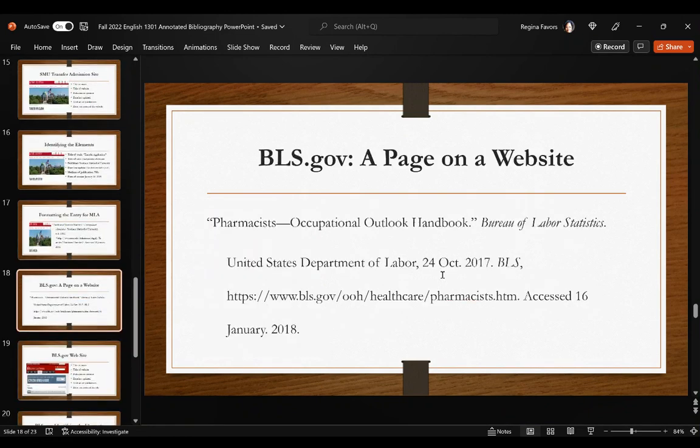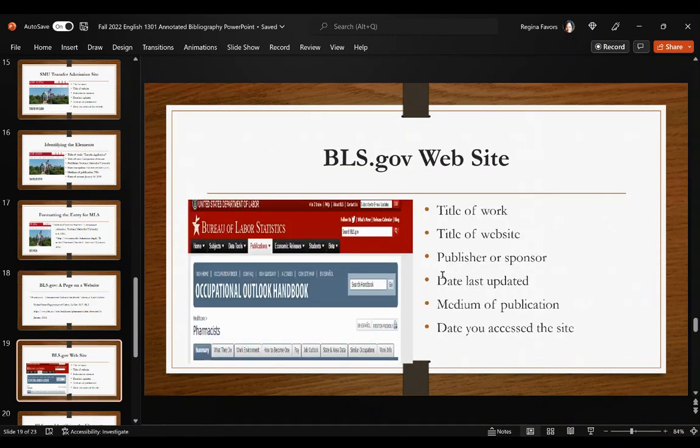And so here's a Bureau of Labor Statistics .gov page on a website. There is a tutorial, but I am going to do an audio version of this. But again, it's what you land on. So you would research in a search box, and type in pharmacist, and you would get the information that you see here. So I will do an audio on that. And then here's a screenshot of that.